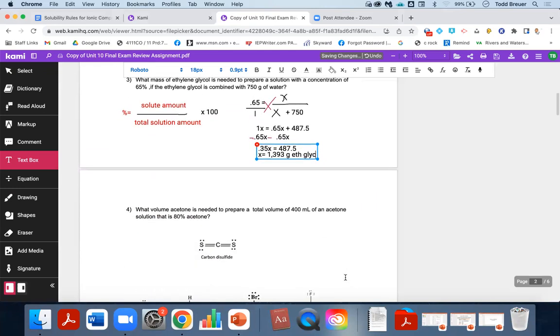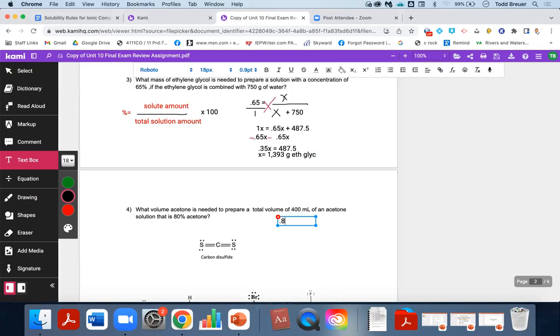And lastly, another percentage style problem. What volume of acetone? So we want a volume amount now needed to prepare. Well, again, we have the same version of the formula. So we're going to have solute amount divided by total solution amount. So let's just set this up. What volume of acetone? In this case, we know the percentage again, so let's plug in 0.8. That'll eliminate having to multiply by 100 on the right side.